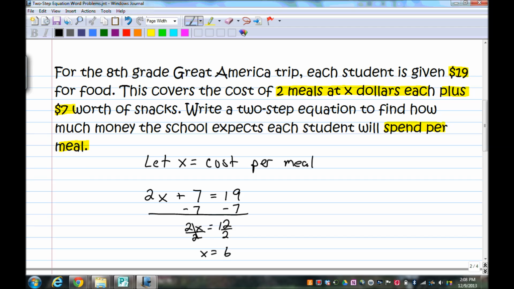Now it's a word problem, so you're not done here. You have to give some kind of label, and it's $6. And again, we said per meal is what we were solving for. So $6 per meal. Cool? Let's try another one.